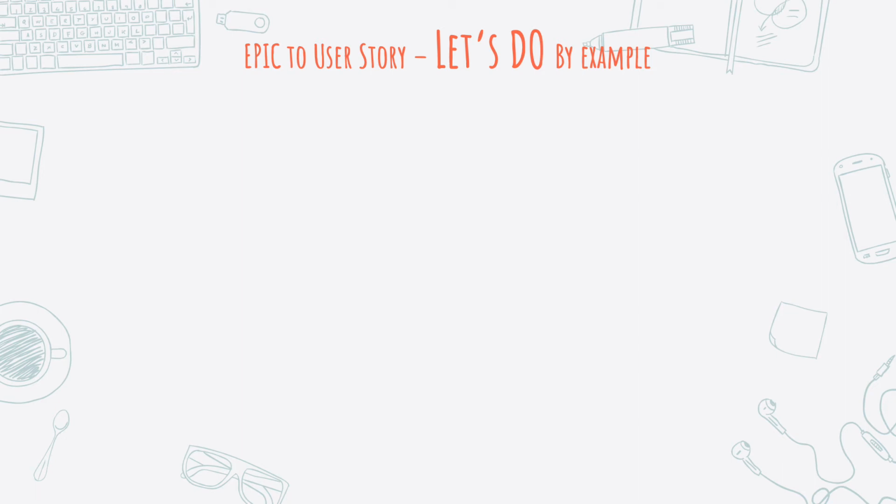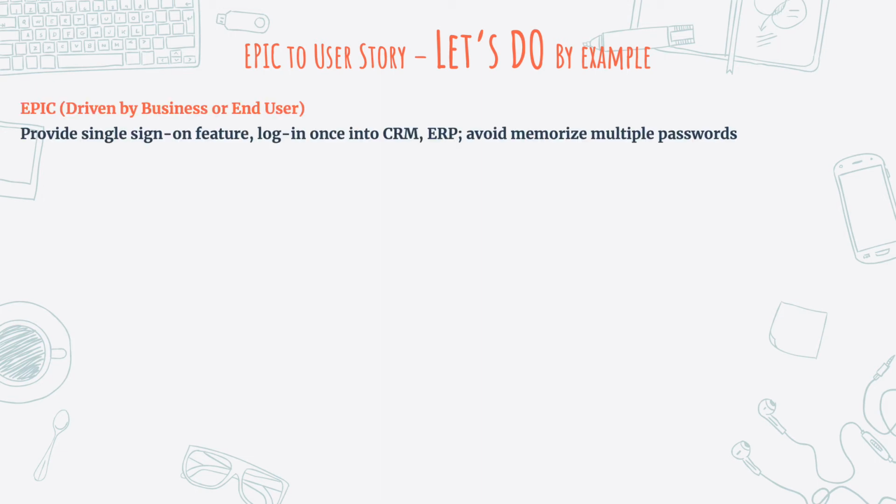Let's take a look at an example. The director of engineering learns about too many help desk requests to reset usernames and passwords for users logging into CRM and ERP applications. The users belong to the same organization. The director, after discussion with product management, decides to implement a single sign-on feature in both applications. The product team writes an epic describing the requirement.